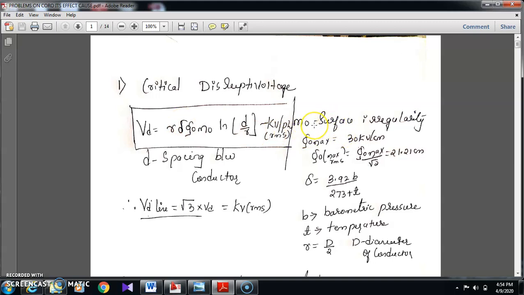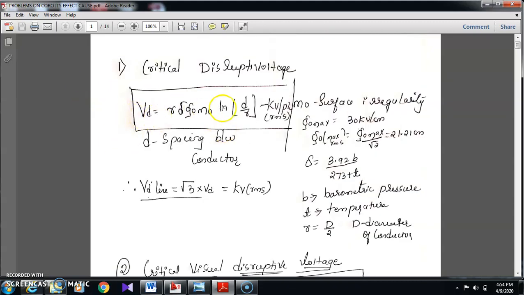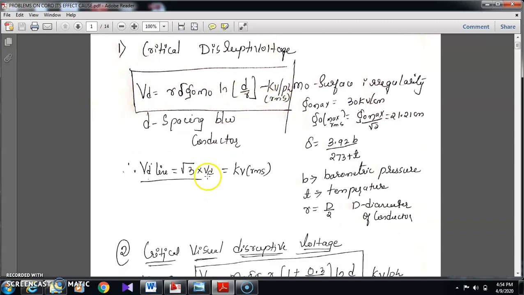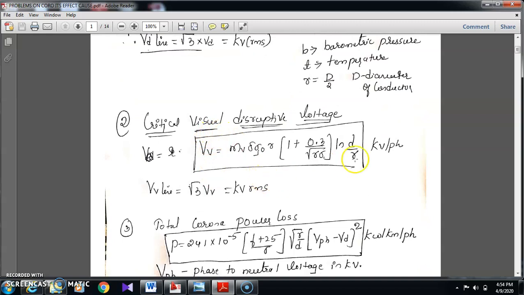For a smooth conductor, the corona effect will be less. For an irregular surface of the conductor, the corona effect will be more. The delta value is found depending on temperature and barometric pressure. Sometimes the delta value is specified directly in the problem; otherwise barometric pressure and temperature T are specified and you have to find it. Whatever VD you get in kilovolt per phase, convert to line value. Same for the critical visible disruptive voltage.